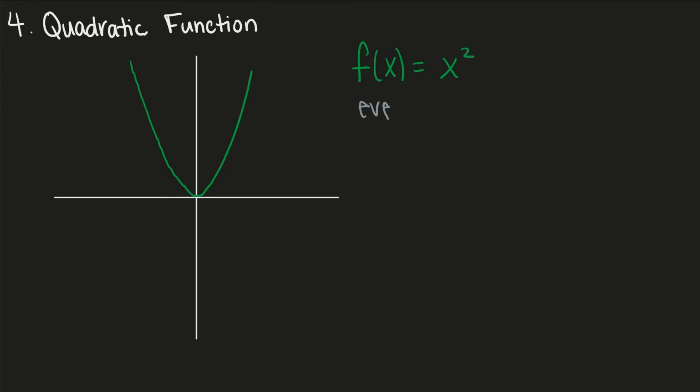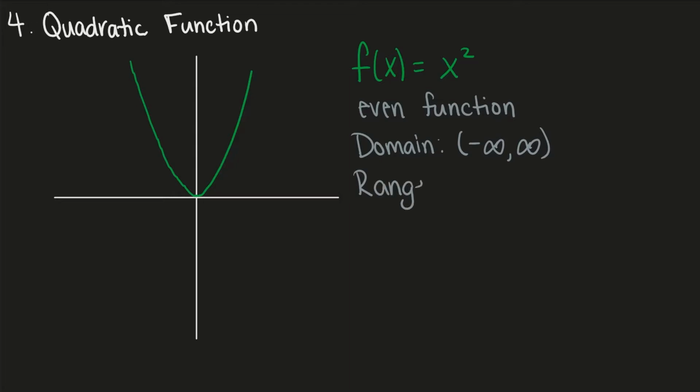This is an even function. It reflects across the y-axis. Our domain is negative infinity to infinity, and our range is 0 to infinity. So we start at 0 and go all the way up to infinity.